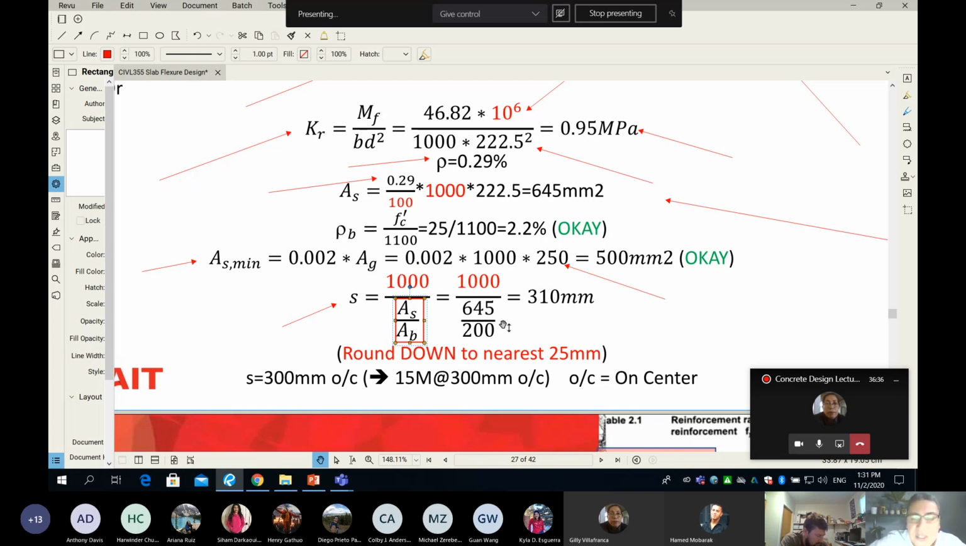For example, my equation tells me I need 1800 and I'm using 20M, where every one of those has 300 mm² of rebar. 1800 divided by 300 is 6 bars, no super signs. Which means, guys, the number that I box out is the number of 15M bars required in this 1 meter. And when I divide the width of my beam by the number, I get the spacing. Does it make sense for you?